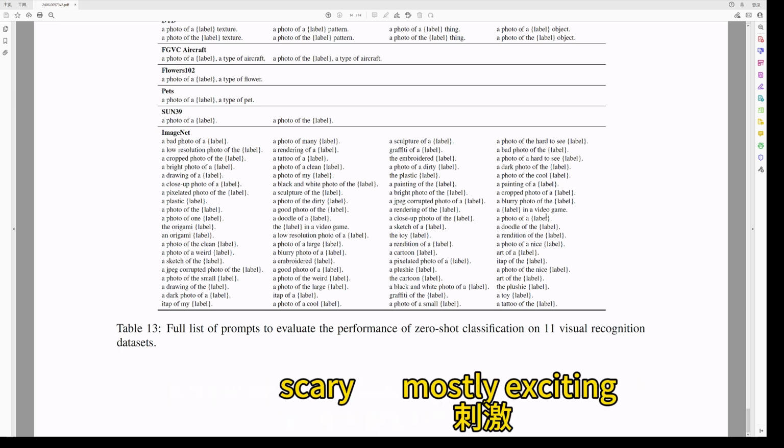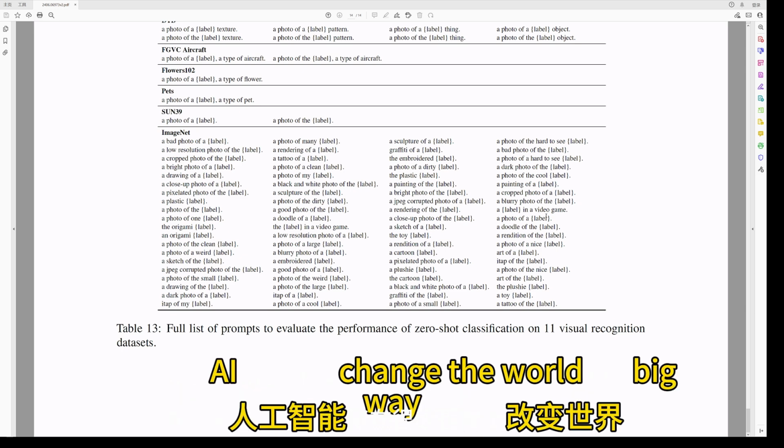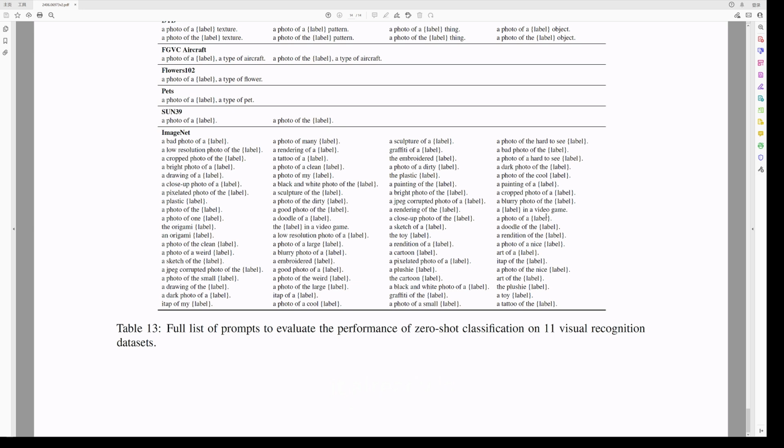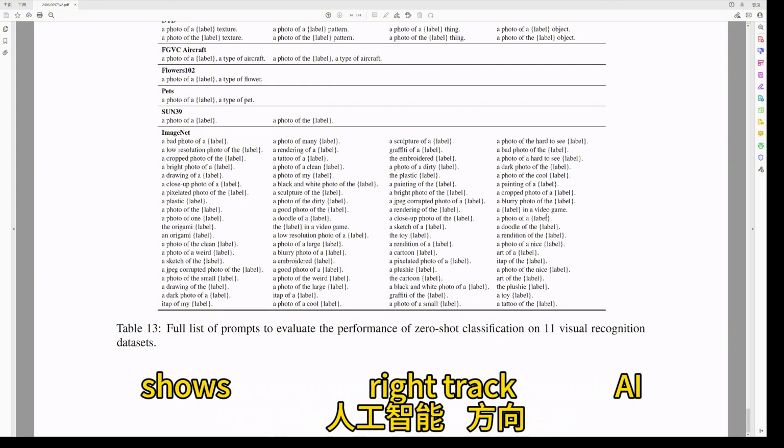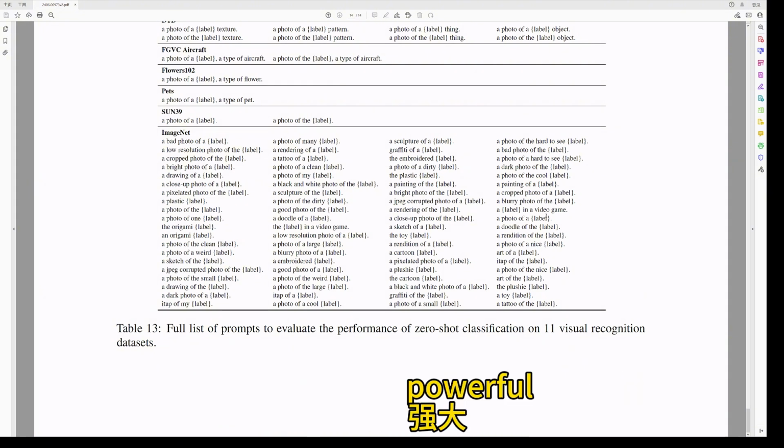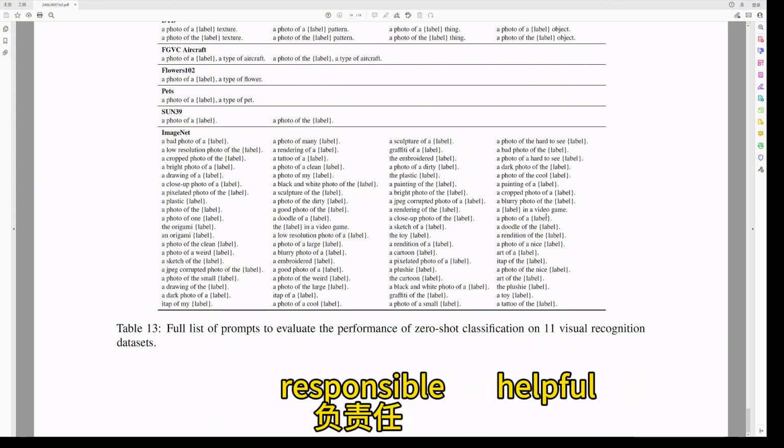It's a little scary, but mostly exciting. It really is. AI is going to change the world in a big way. It already is. But I think RWKV-CLIP shows we're on the right track. Towards AI that's not just powerful, but also responsible and helpful.